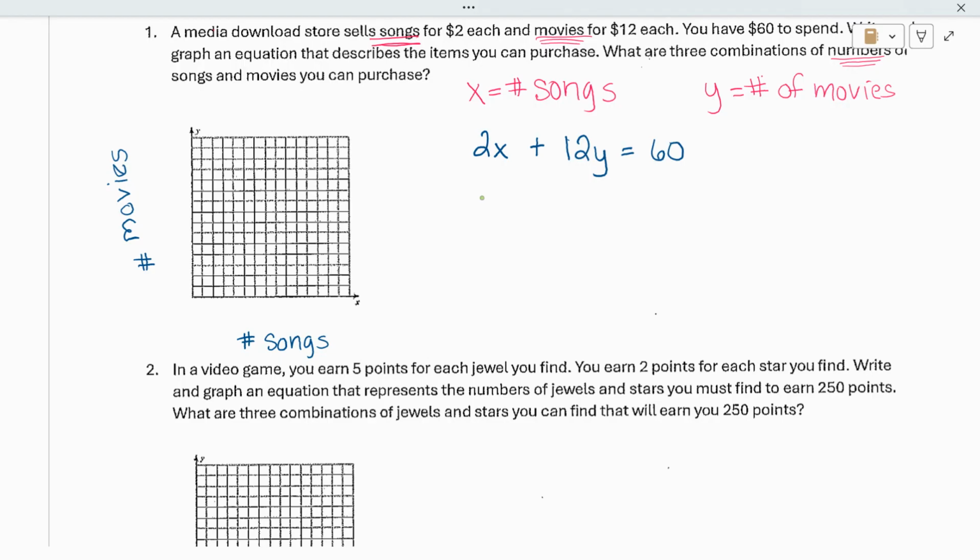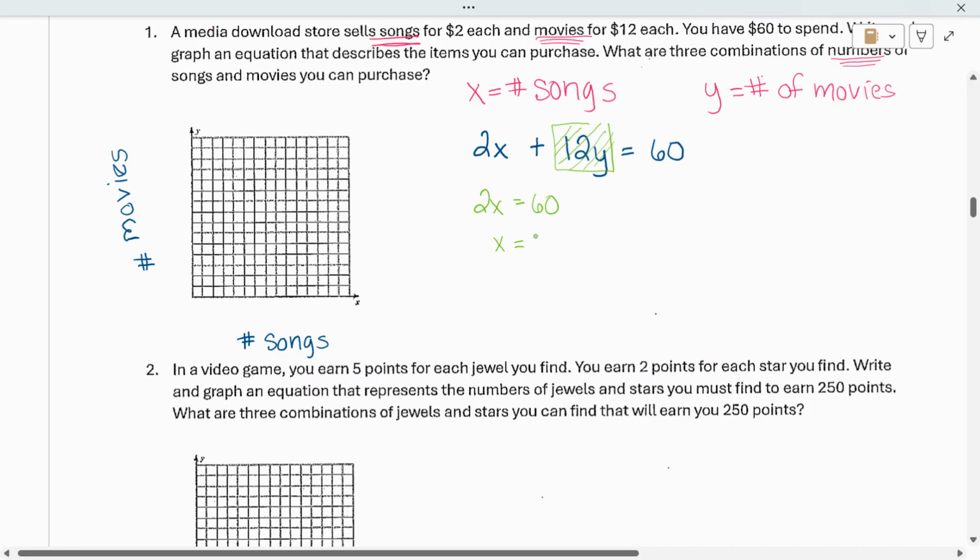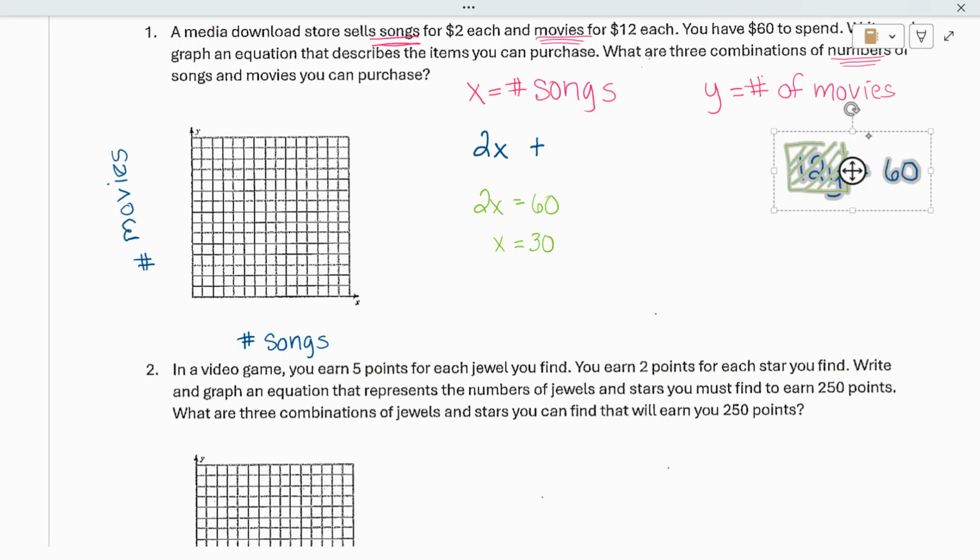So how am I going to figure out how many songs I can purchase? Well, I'm going to use the cover-up method. So I'm just going to cover this up. So let's see, that gives me 2x equals 60, which means x equals what? If 2x equals 60, x equals 30. Good job, Isaac. X equals 30. So now I'm going to move that box. Well, that moved everything. That's all right.